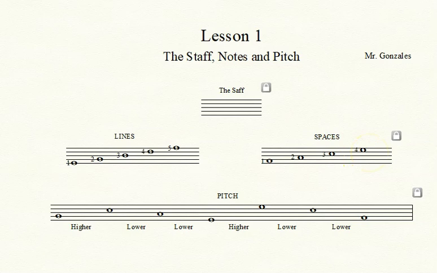If notes appear higher on the staff, they sound higher in pitch. If notes appear lower on the staff, they sound lower in pitch. Let's take a look at these 2 notes right here. This first note is on the second line, and then this note is on the third space. We can see that the second note is higher than the first note.